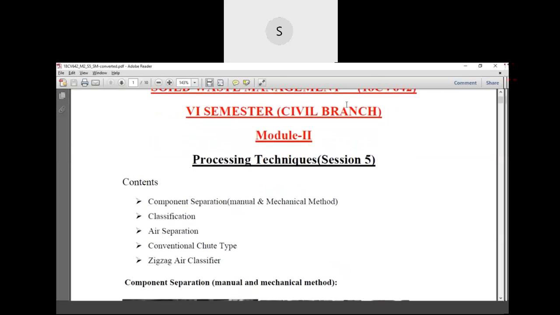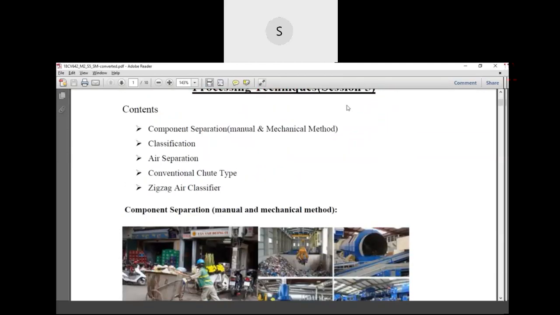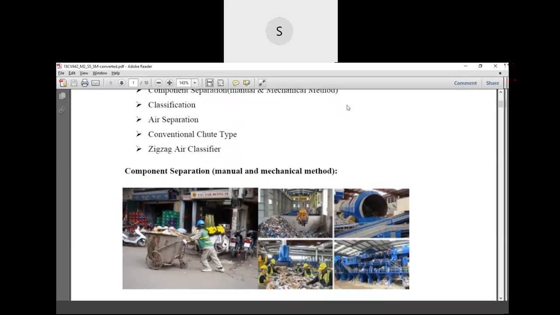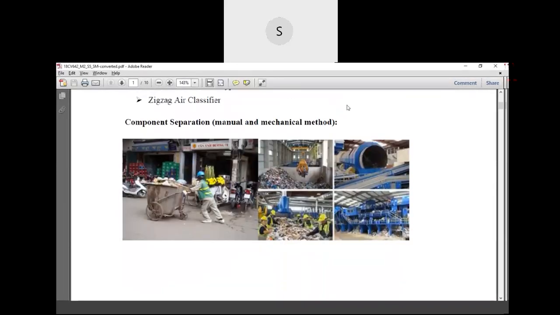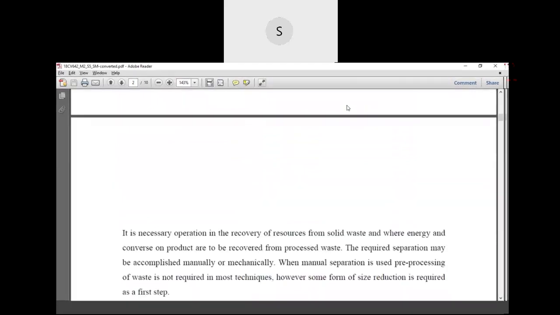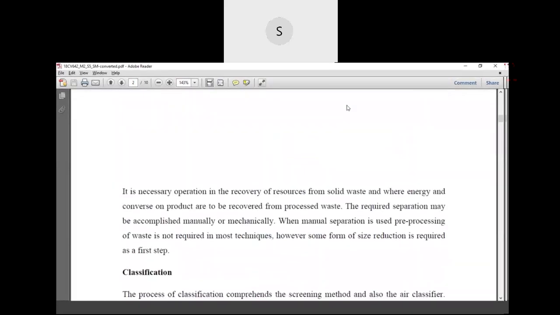The component separation, which can be performed both manually and mechanically, is pictorially shown here. In the subsequent section, we will be discussing it in detail. It is a necessary operation in recovering resources from the solid waste, where energy and other products can be recovered from the processed waste.